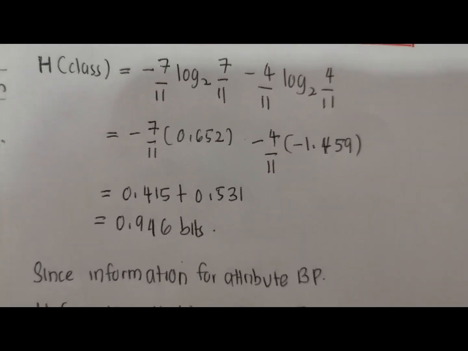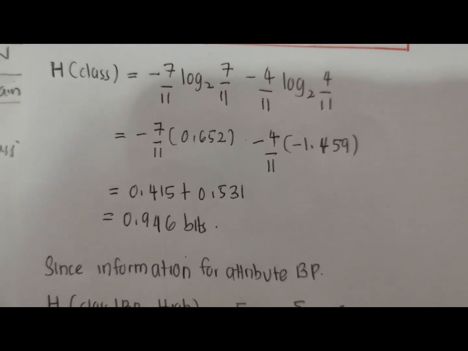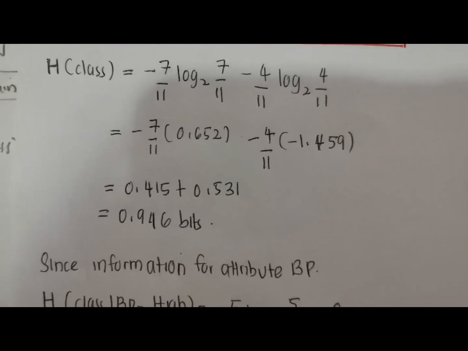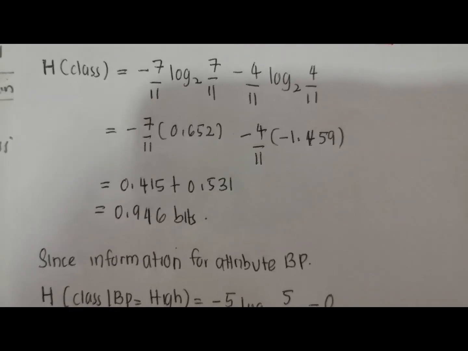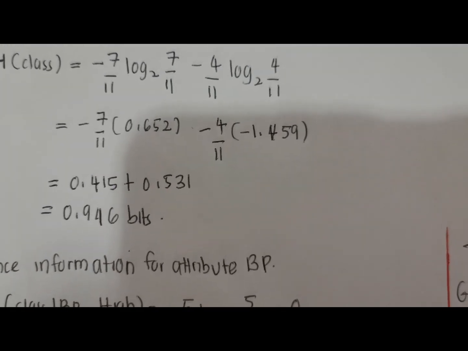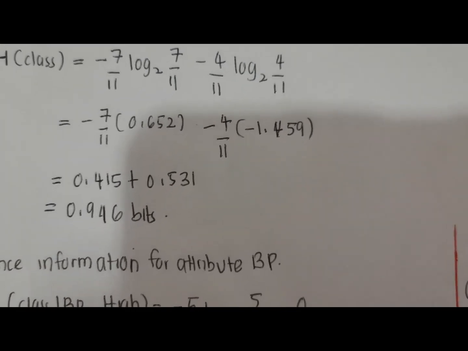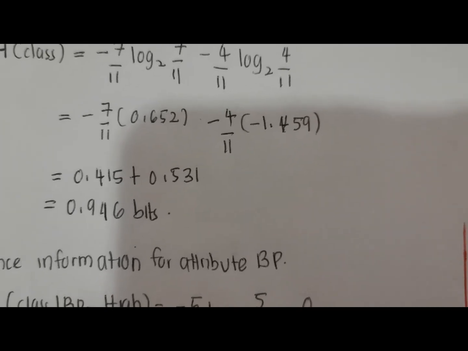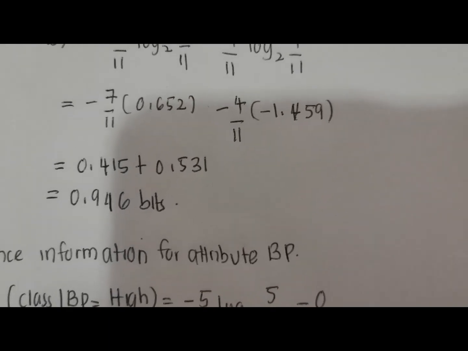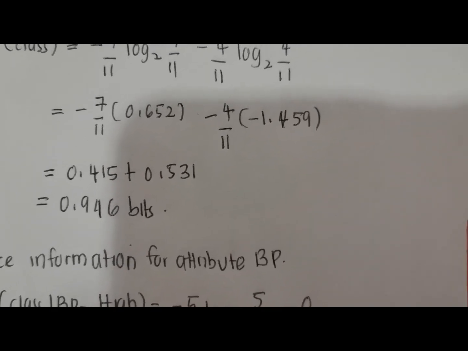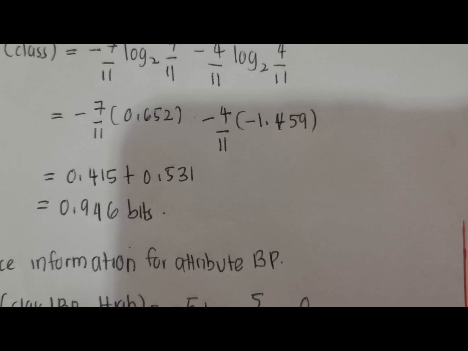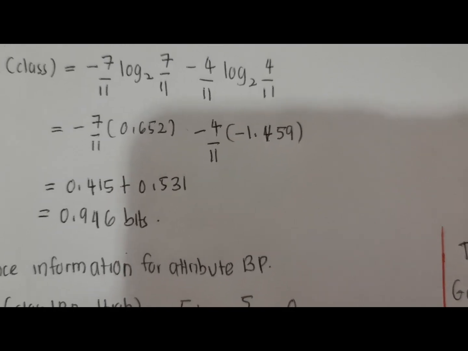So we have H class, which is equal to negative 7 over 11 times log 2 7 over 11 minus 4 over 11 log 2 4 over 11. Then we get negative 7 over 11 times negative 0.652 minus 4 over 11 times negative 1.459, and then we get 0.515 plus 0.531, and we get 0.946 bits for the H class.